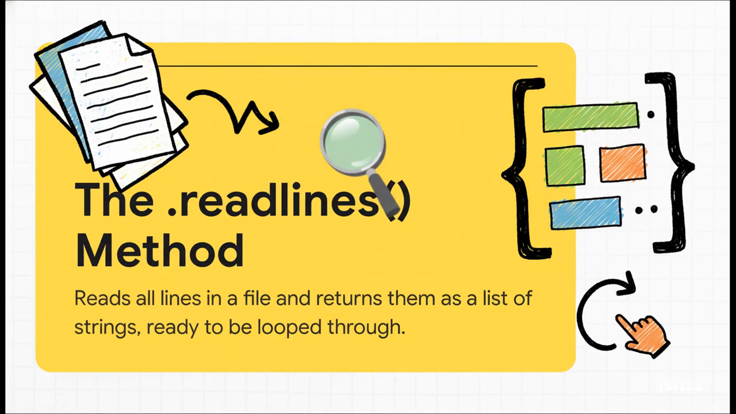And then you've got .readlines with an S at the end. This one is kind of the best of both worlds. It reads all the lines in the file, but instead of smushing them into one giant string, it organizes them very neatly into a Python list. Every item in that list is a single line from the file. This is amazing when you want to loop through and do something with each line one by one.